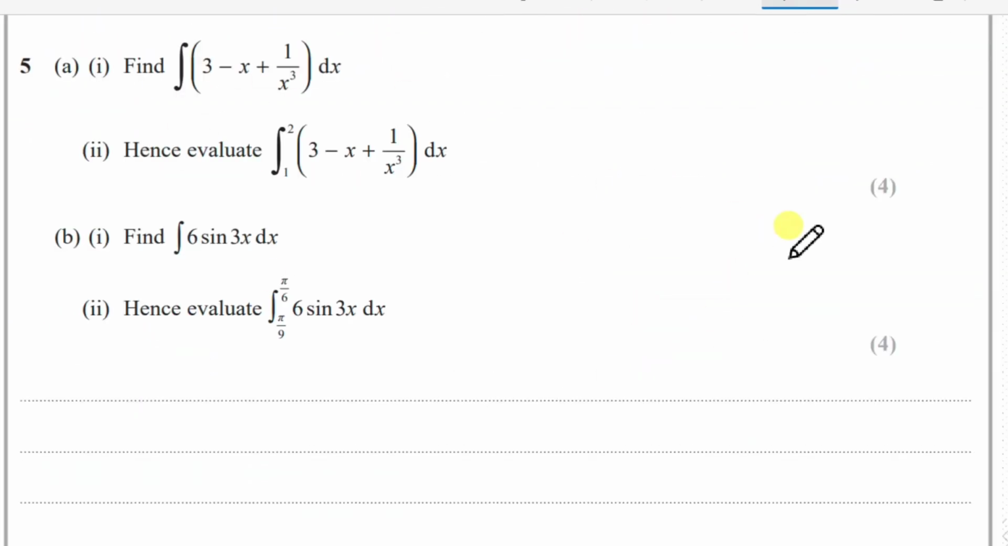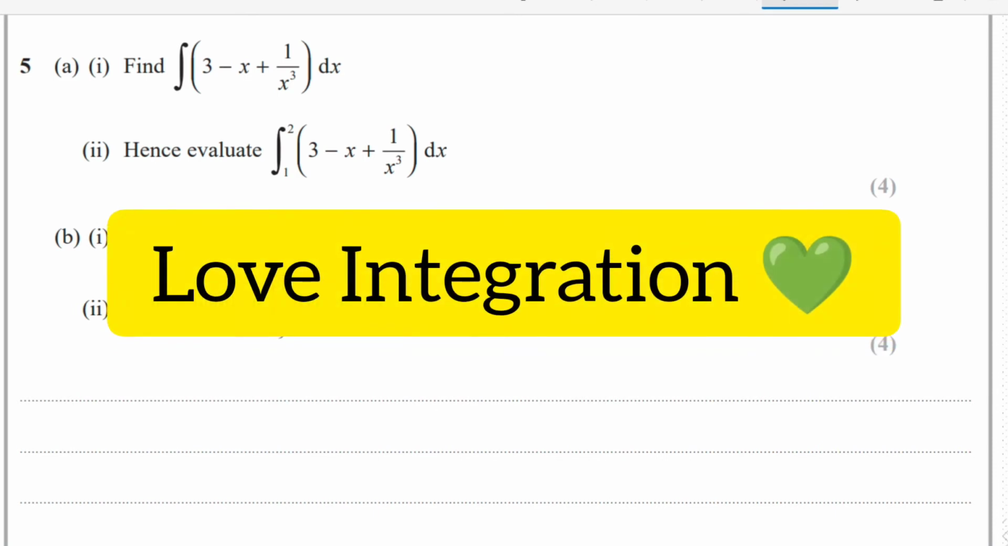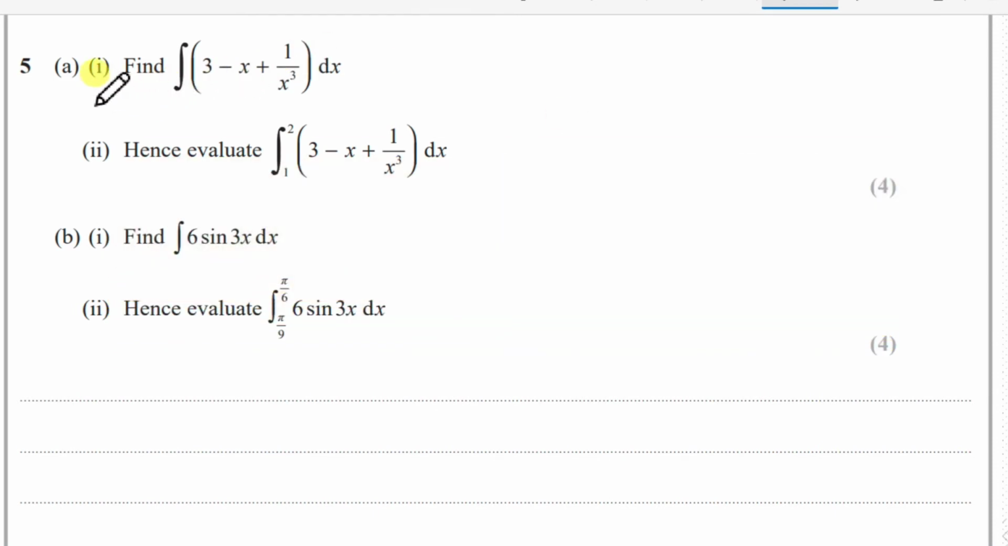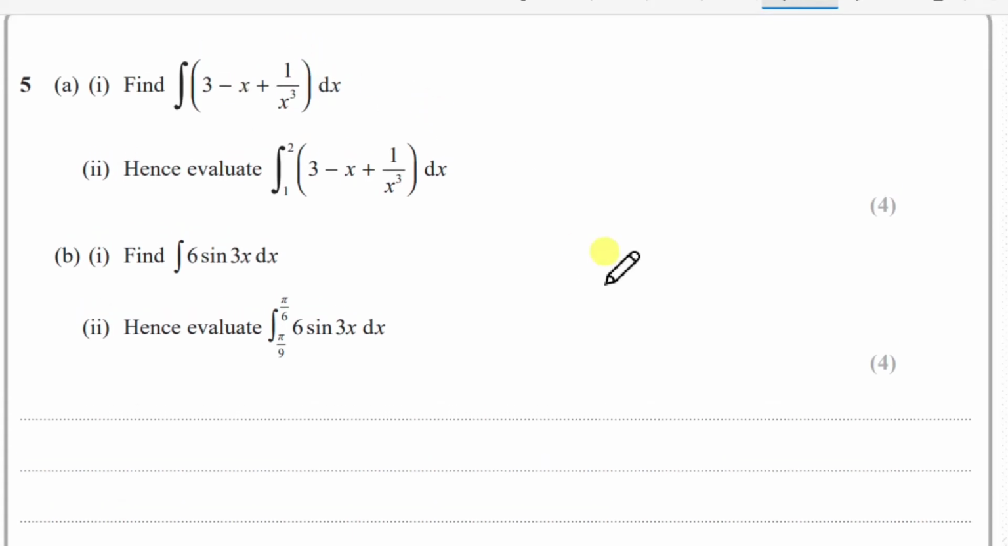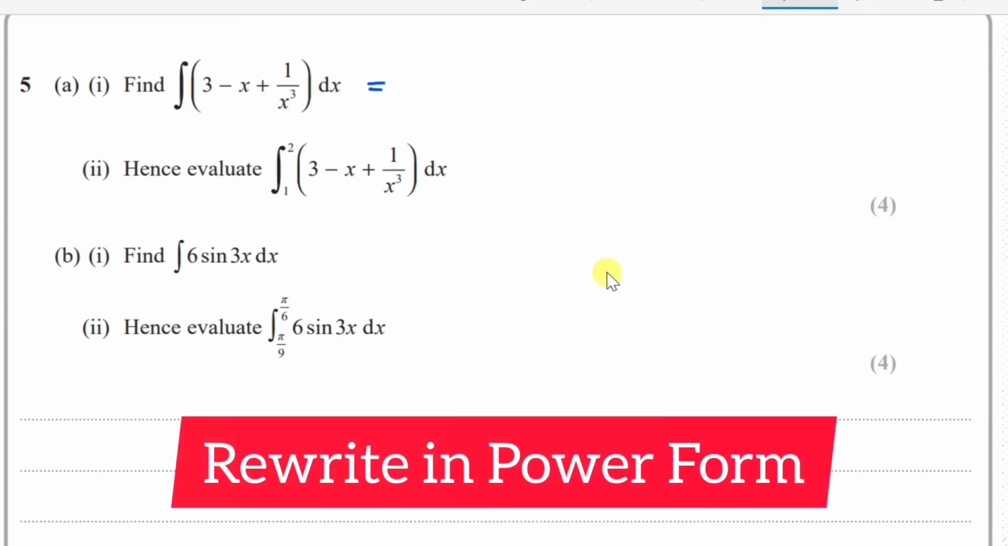So integration is definitely one of my favorites, guys. So let's have a look at this. Now, first one. Find the integral of 3 minus x plus 1 over x cubed. Now, before we integrate anything, guys, when you've got a fraction, everything needs to be written in terms of x to the power of something. So let's just rewrite this.